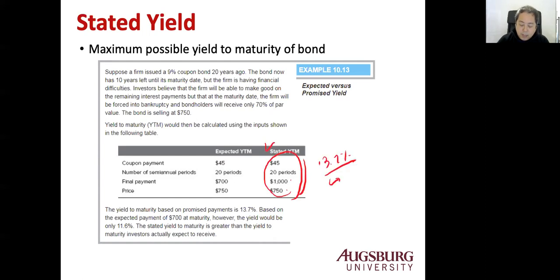Now this is the maximum yield. But in fact, you don't get $1,000, you may get just $700. Then what happens is you recalculate the expected YTM because of financial difficulties, and you get 11.6% yield, which is lower than the stated yield. So the stated yield should be the maximum possible yield that the bond has.